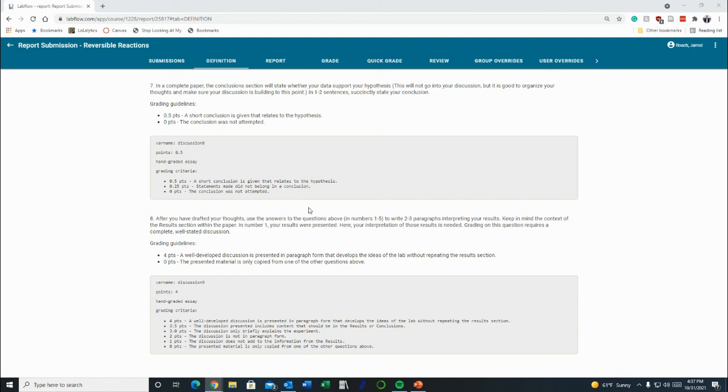And so what you're going to do here is take your answers from those sections and put them into a paragraph form that flows. I don't want to see just copy paste. It needs to be a cohesive discussion of your results. This is half of your points for this, so I would definitely try to put a lot of work in here.